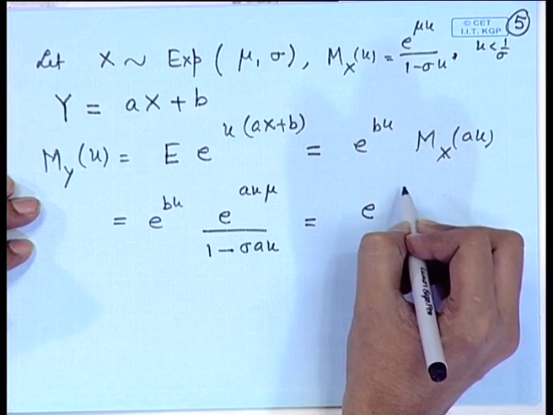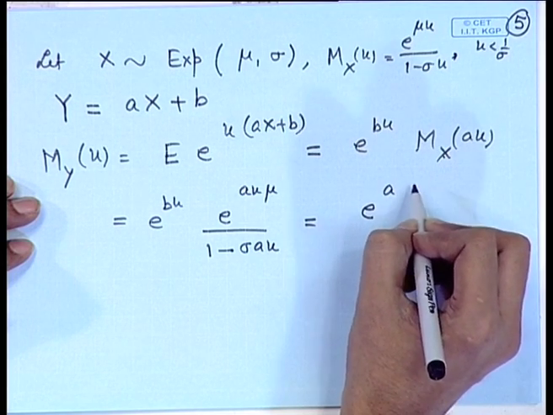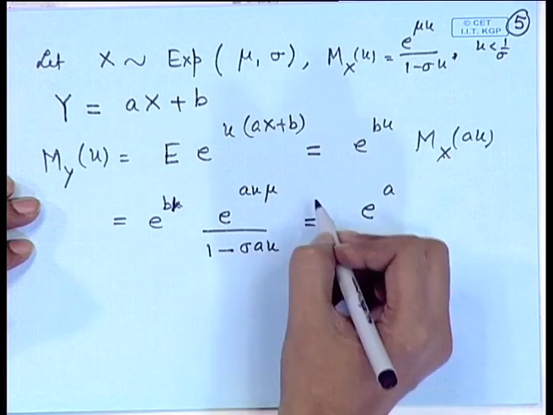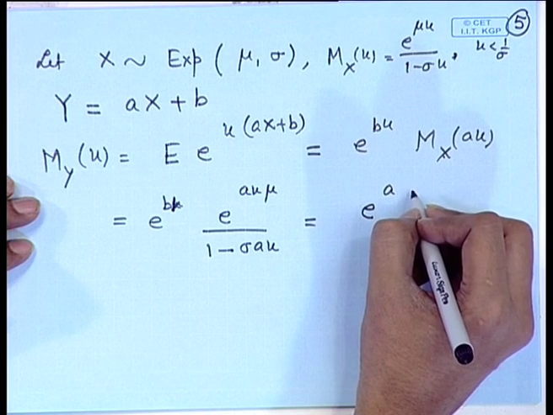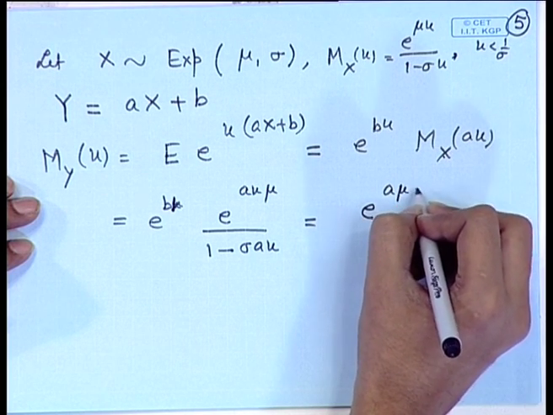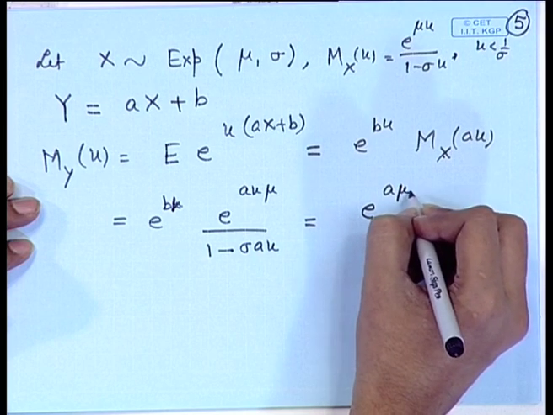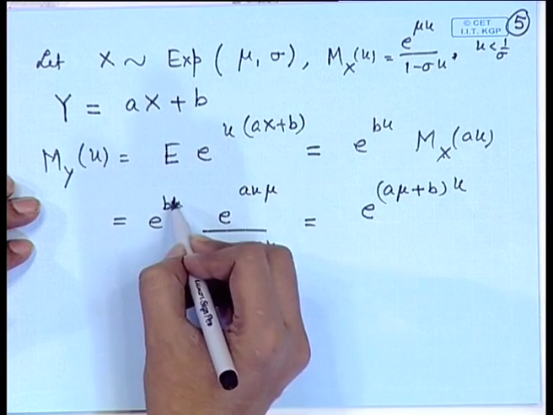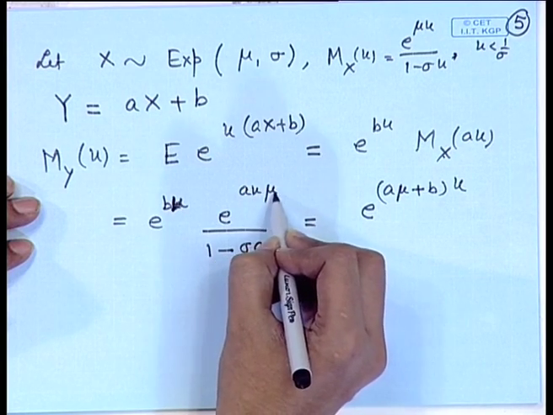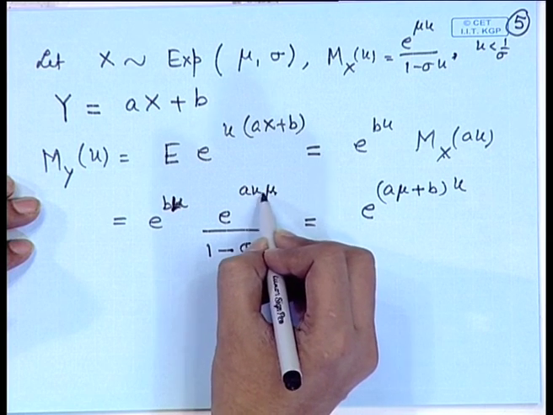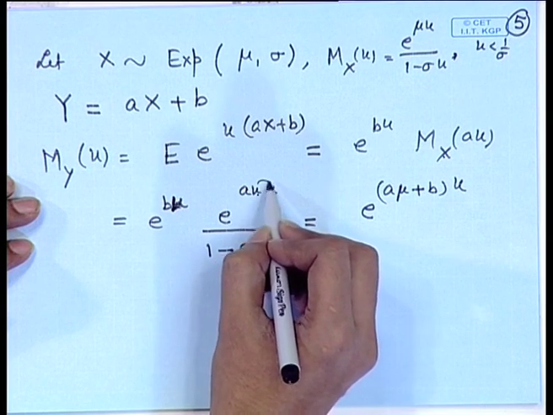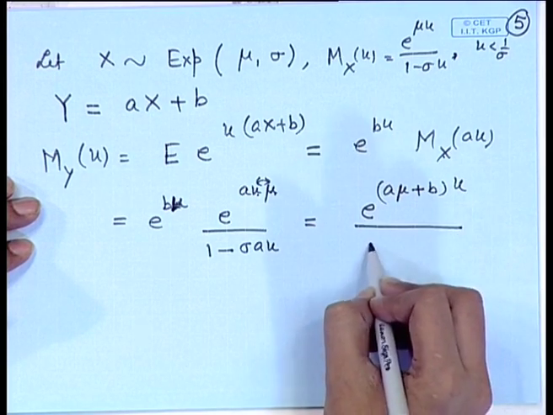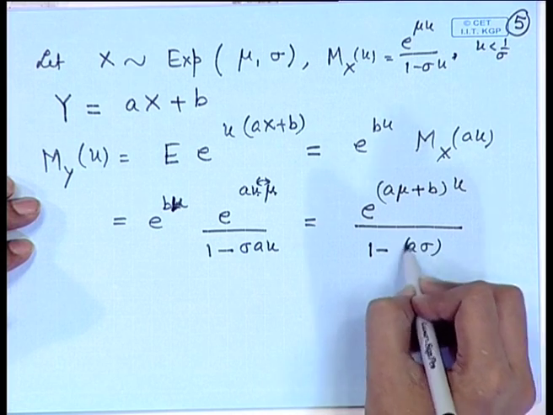So, this we can adjust and write it as mu plus b u. See, this term was B u and here it is A u mu. So, mu A mu, this u we will interchange here. So, it becomes A mu plus B and then u divided by 1 minus A sigma u.